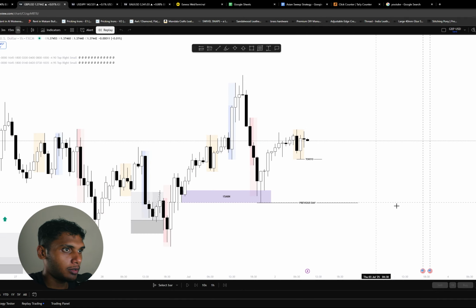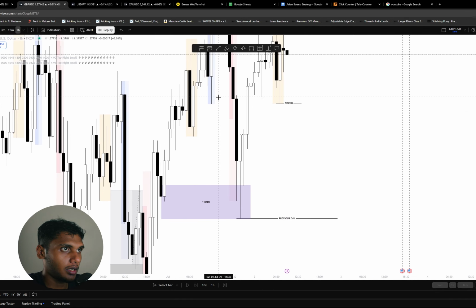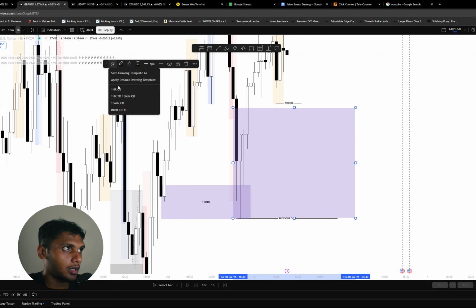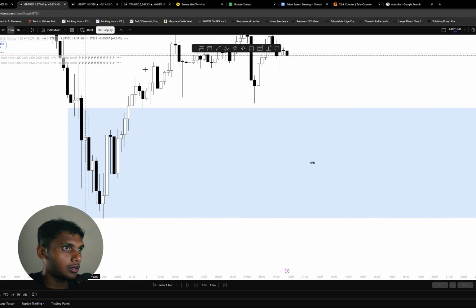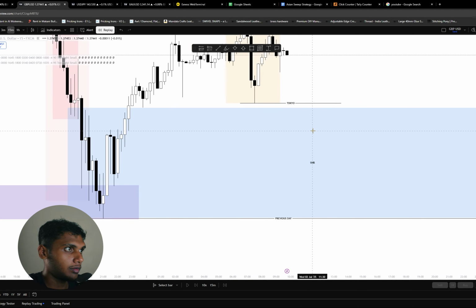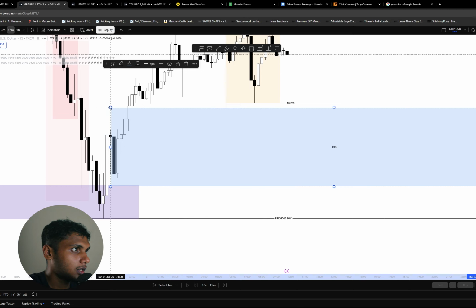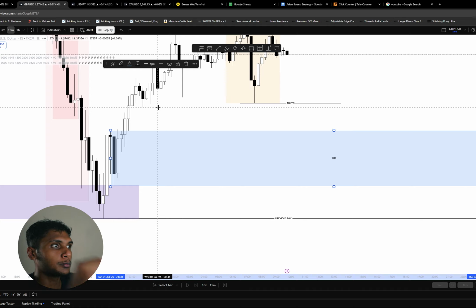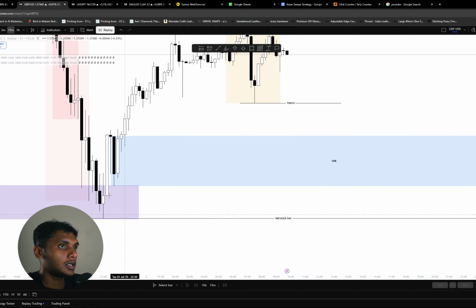Then GBP USD, this entire thing is the 1 hour order block. And because it's too big, let's go down to 15 minutes. And 15 minutes has literally no order block. Maybe you could consider this, but then the gaps are all closed and only this gap is left. So we could consider this as the 15 minute order block.